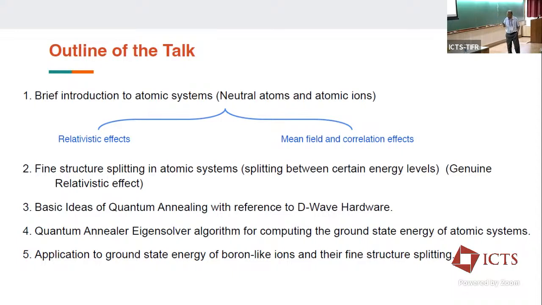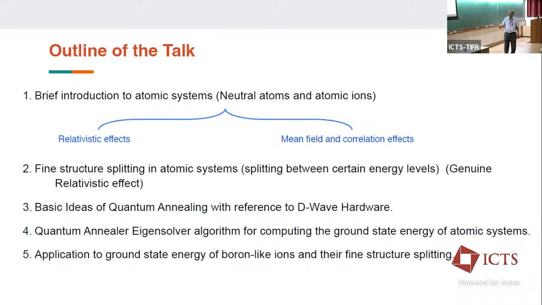Okay, so we want to use the D-Wave machine to calculate the fine structure splitting. And obviously, we should have some kind of a quantum algorithm. And the quantum algorithm is a quantum annealer eigensolver. I'll talk about that. And this is meant for computing the ground state energy of atomic systems.